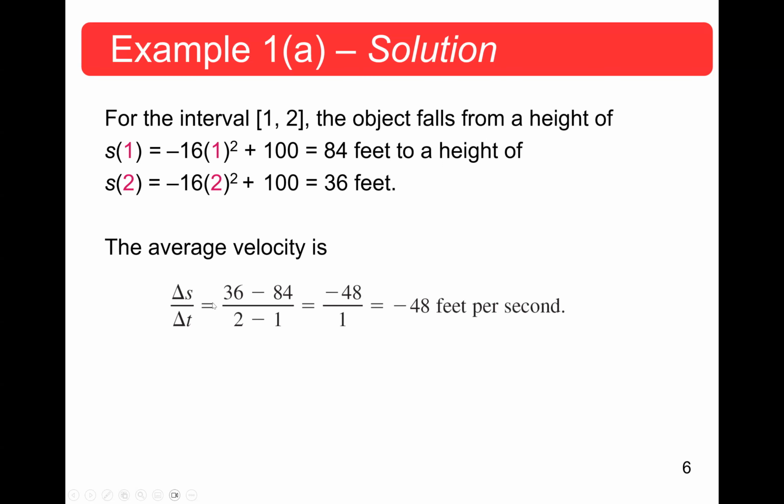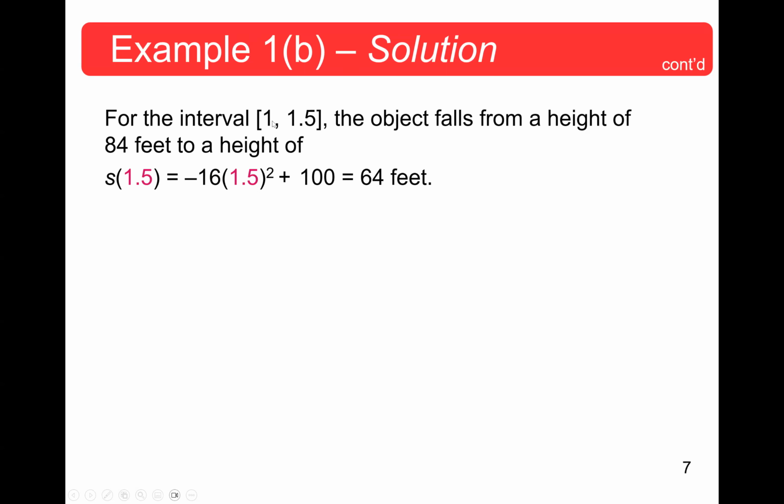So now we can find the ds over dt, which is our average velocity. For ds over dt, we are using 36 minus 84 over the time, which is 2 minus 1. And that will give us negative 48 feet per second.